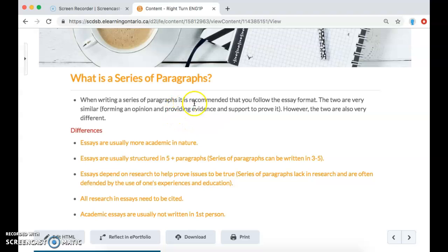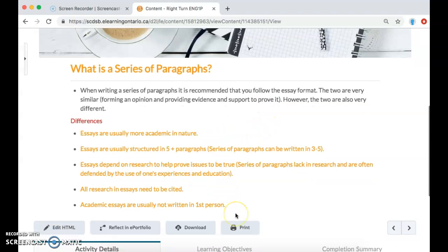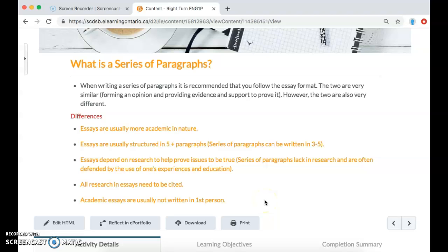When writing a series of paragraphs, it's recommended that you follow the essay format. The two are very similar because you're forming an opinion and providing evidence and support to prove it, but they're also very different. So these items right here are the main ways that an essay and a series of paragraphs are different. Essays are usually more academic in nature. They are usually always 5 paragraphs and then more paragraphs. So 5 paragraphs is really the minimum you're looking at for an essay because you always have an introductory paragraph, 3 body paragraphs, a conclusion. And sometimes you might have 4, 5, 6 body paragraphs depending on what you're writing.